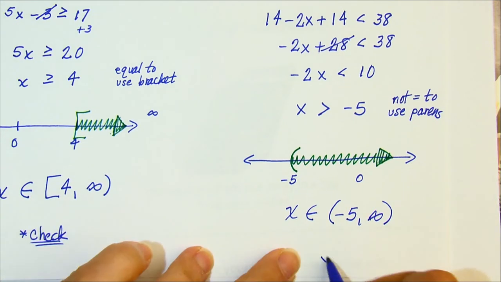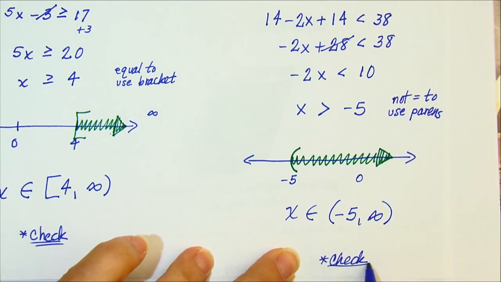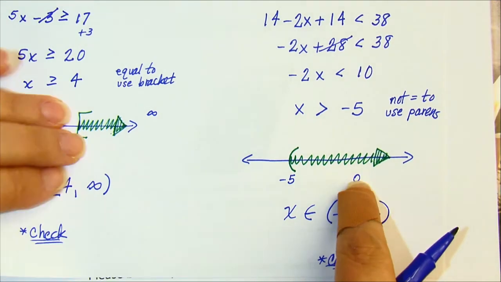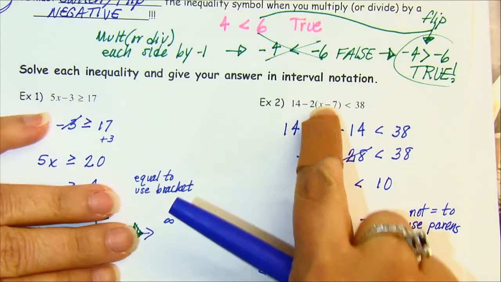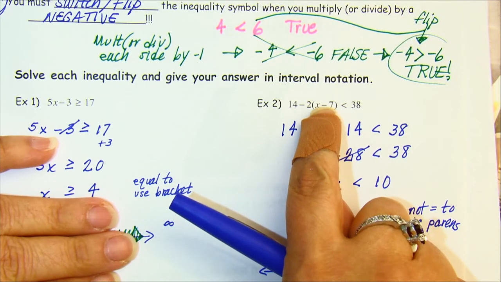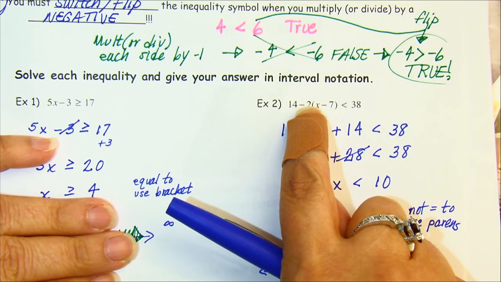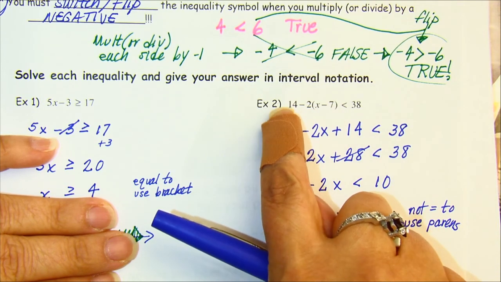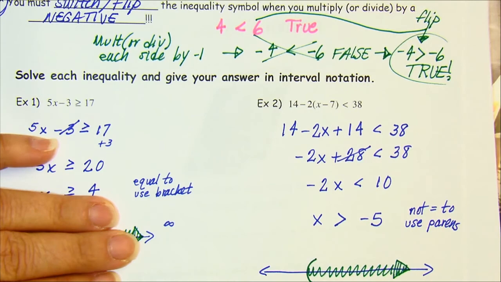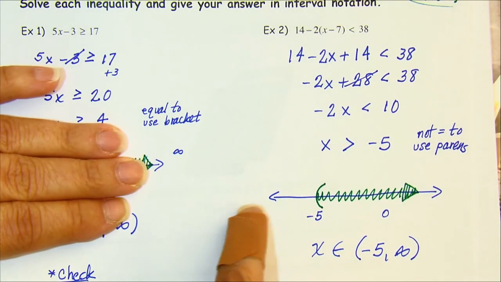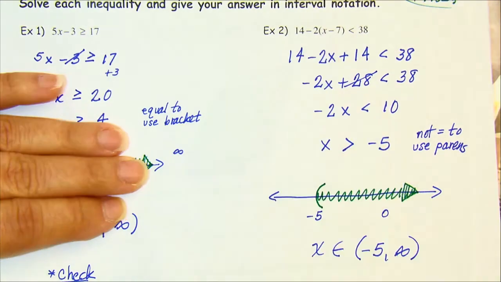And then again, of course, you can check. But remember, you have to choose a value that's on this interval. 0 is on that shaded part, so I'm going to pick a 0. Okay, if I go back up here to check it, 0 minus 7 is negative 7. Negative 7 multiplied with negative 2 is positive 14, add 14 is 28. Is 28 less than 38? Sure it is. Okay, if you pick a value over here to the left of it, say like negative 10 or something like that, you should get a false statement when you check it back in the original.